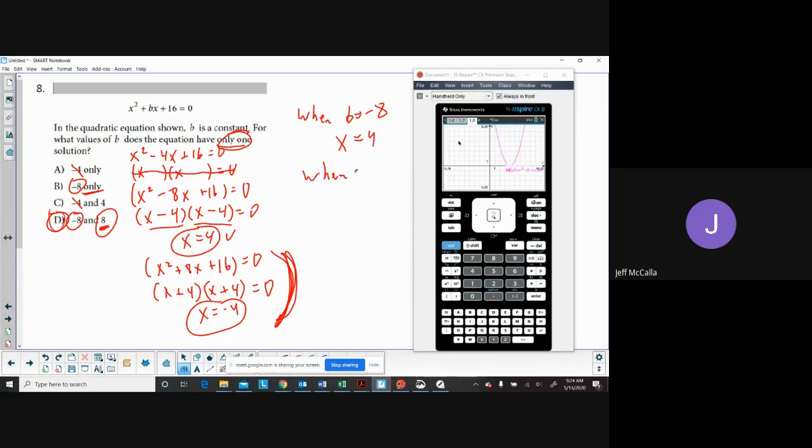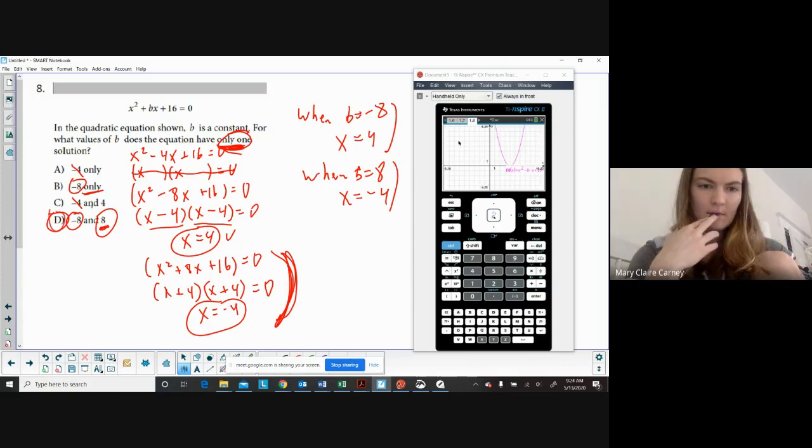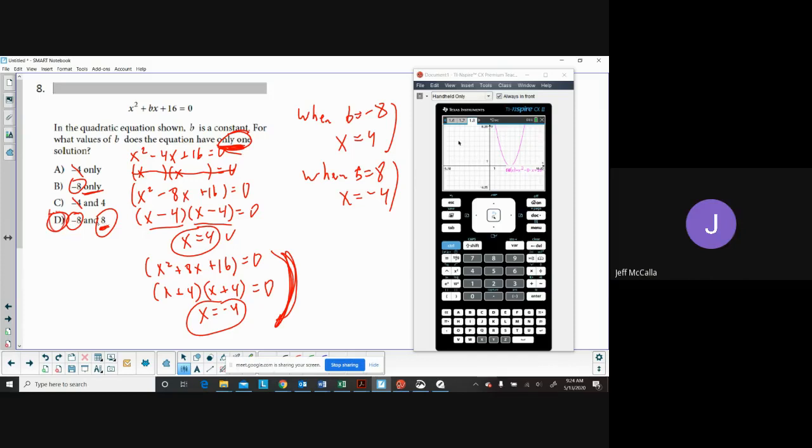When B equals +8, the solution is -4. In both cases, there is only one solution. So B isn't so much wrong as it's not the best right answer. D is better because it has every possible case where there's one solution. That kind of makes sense?